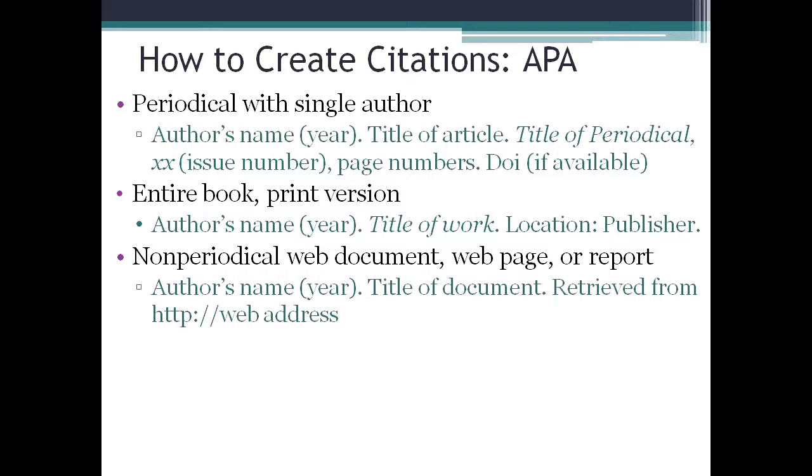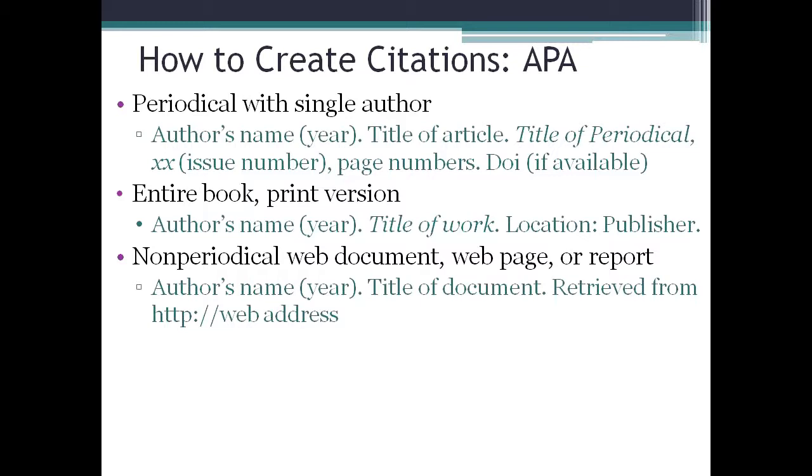If you're doing an entire book, print version, which I prefer because it's way easier to cite, you start with the author's name, same format, last name first, and then initials. Year in parentheses, followed by a period. This time the title of the work is italicized. Then the location of the publisher, followed by a colon, and then the publisher, followed by a period.